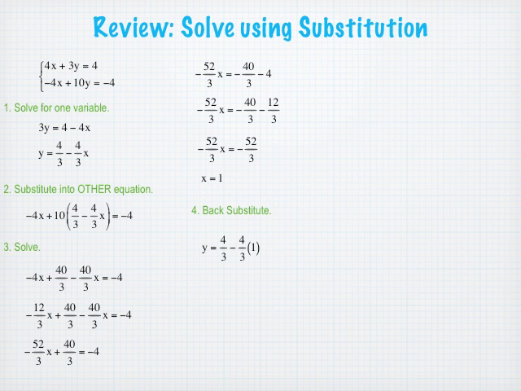So I take y equals 4/3 minus 4/3 x. I put 1 in place of the x, and I get y equals 4/3 minus 4/3, which is 0, and my solution is the point (1, 0). We can easily check that by plugging into both of the original equations. That's a very easy one to check, because as soon as you have a 0, that makes it really nice.